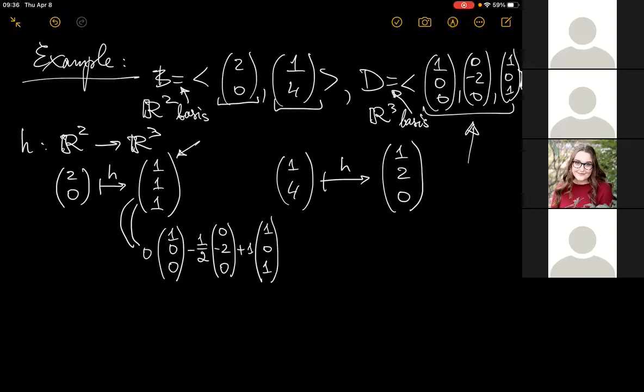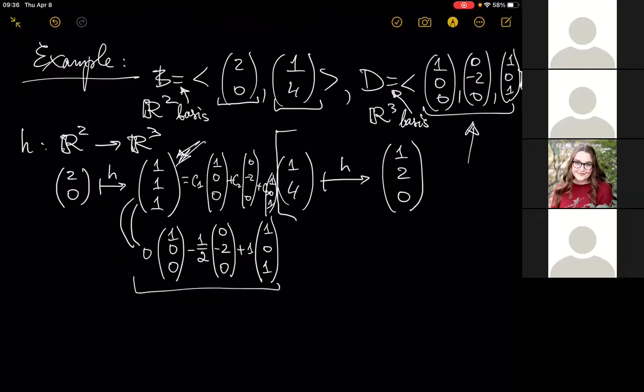The idea is that you just say this is equal to C1 on 1, 0, 0, the vector of the basis, plus C2 on 0, negative 2, 0, plus C3 on the third vector of the basis. And this is equal to this vector. As a result, you can write it as a system of linear equations and solve it for C1, C2, C3. So here it's already done.